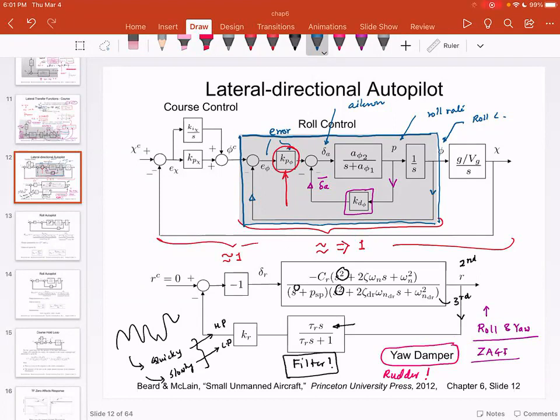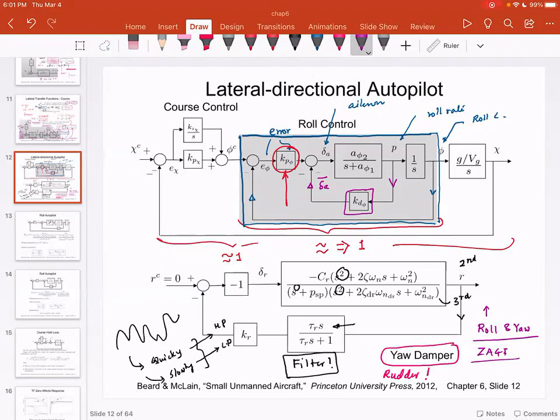Looking at the roll control, I want you to understand how it is physically implemented. Understand that there is an aileron deflection. Aileron deflection is the control input to this transfer function that relates aileron deflection to the roll rate. And this roll rate is integrated by this integrator, 1 over s, to get us the roll angle.